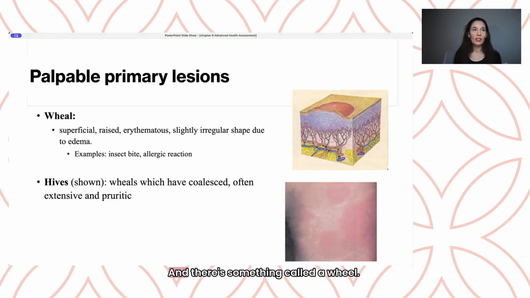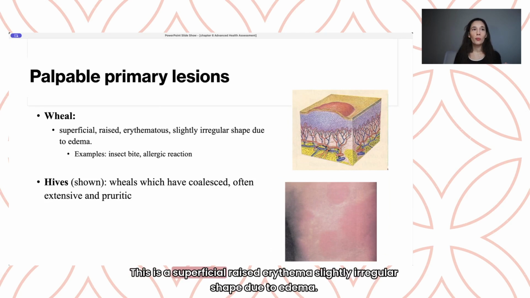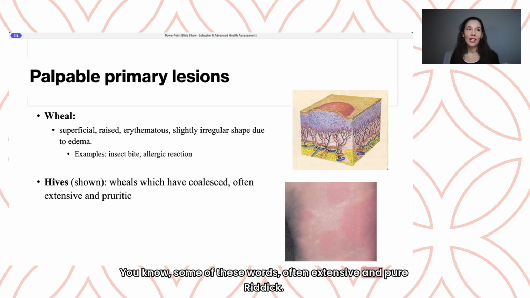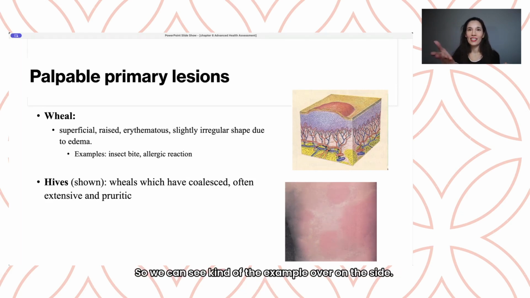would be a tumor. And there's something called a wheal. This is a superficial raised erythematous, slightly irregular shape due to edema. Examples are things like an insect bite or an allergic reaction. Then there are hives, which is a wheal which is often extensive and pruritic. So we can see the example over on the side.